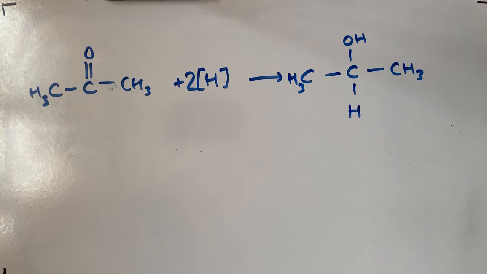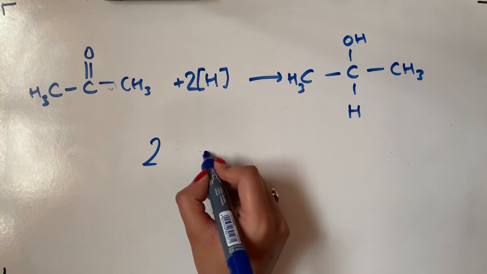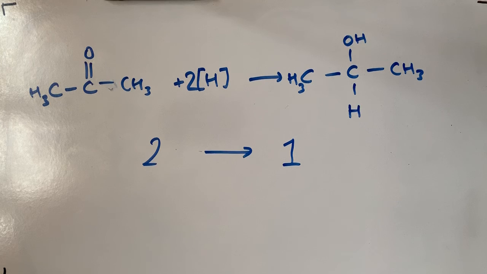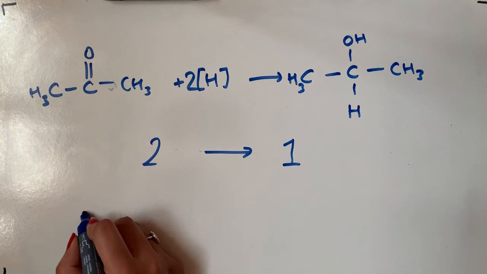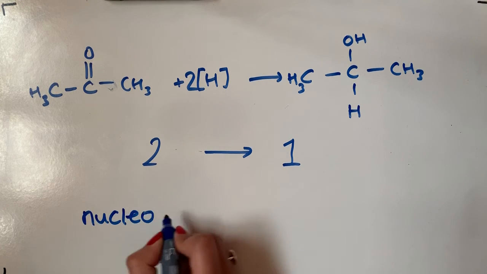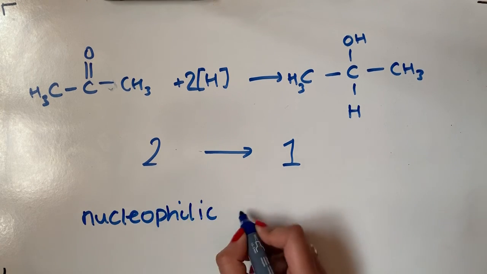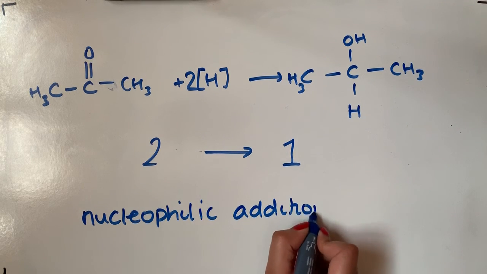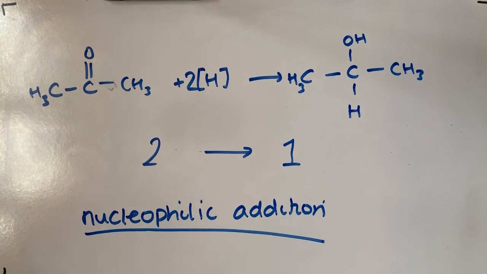as you can see, we have two reactants over here and one product. If you have two reactants going to one product, that tells you that you have an addition reaction occurring. Given that there's a nucleophile at the beginning and that overall this is an addition reaction, the overall mechanism is called nucleophilic addition. So this is the name of the mechanism that our aldehydes and ketones undergo when we do their reduction.